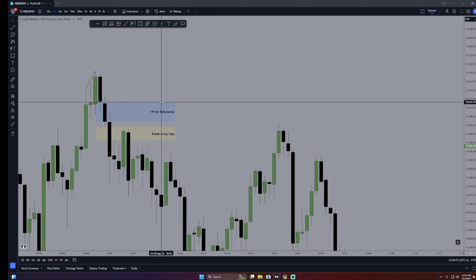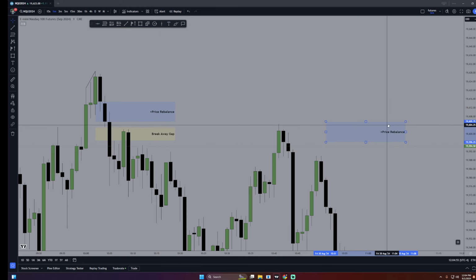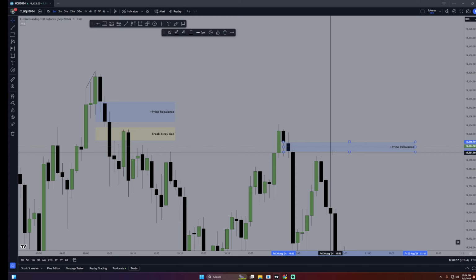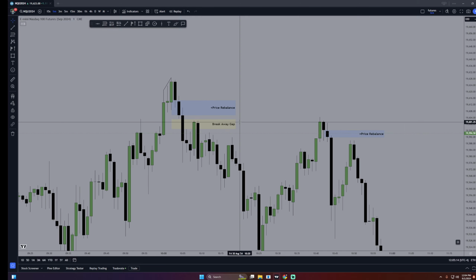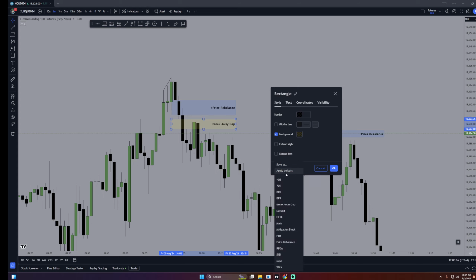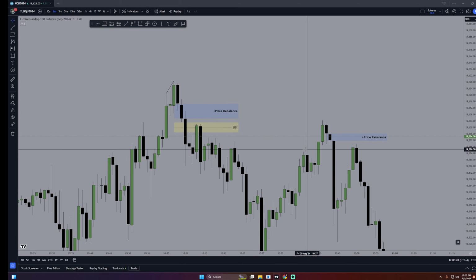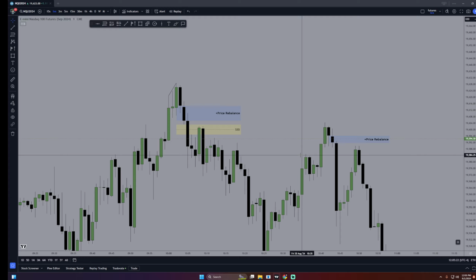Hold on, let me just clone this. Another one right here. Rebalance perfectly. Now, this is not a breakaway gap. My bad, guys. This is a Sibby. All right, my bad.